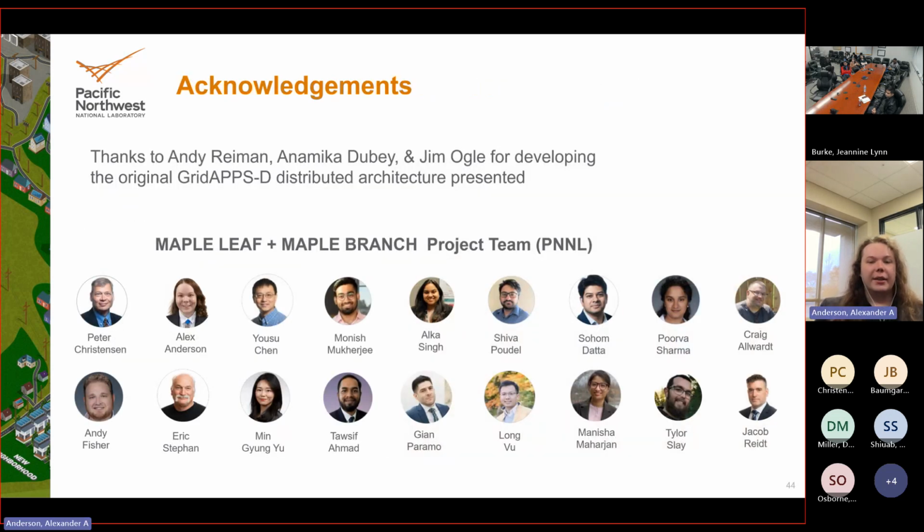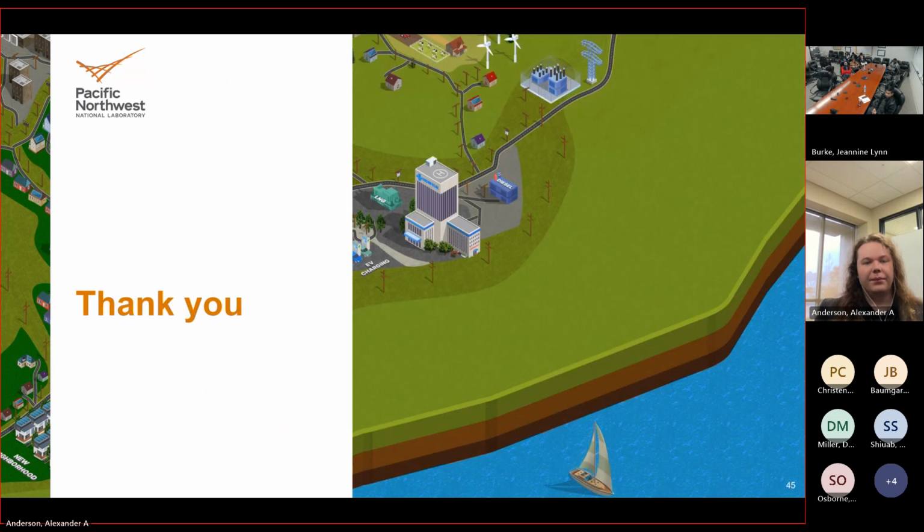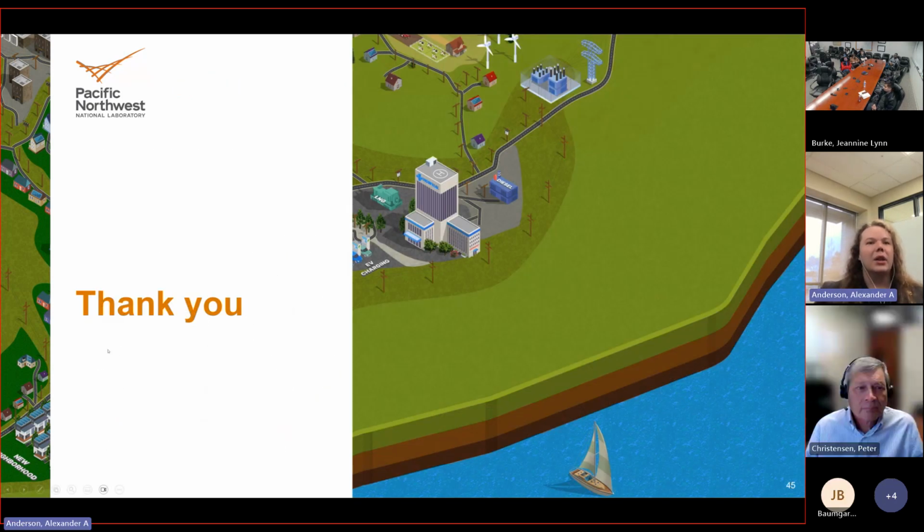Of course, this cannot happen in a vacuum. We have a very large team on the PNNL side who are working on this and making the individual components of the software, the applications, the databases, the protocol, and everything work together. And that wraps me up, and I'm happy to take questions both via chat and from the room.